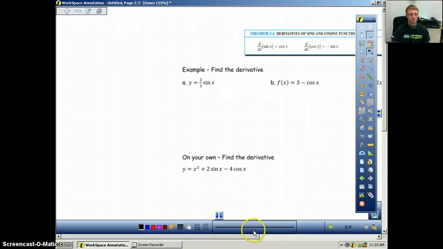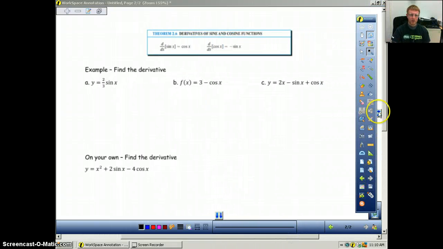So we have 2 things we need to cover here real briefly, and we're just talking about the derivatives of sine and cosine. Okay, real simple. The derivative of sine will be cosine, and the derivative of cosine will be negative sine. Now keep in mind, everything else works exactly the same.